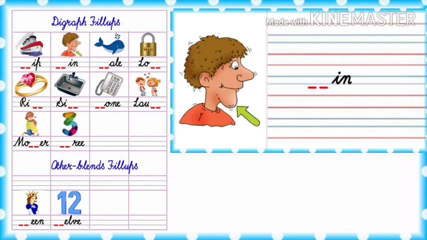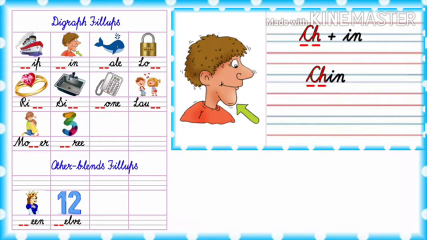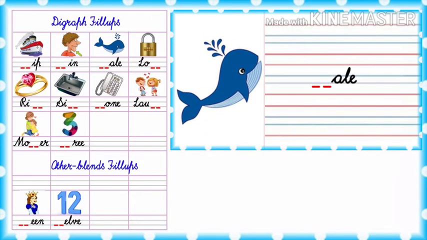Now read the second word. Which picture is this? It's a picture of a chin. Which sound is missing? Ch sound is missing. Fill the correct digraph CH and make the word complete. Ch, i, n, chin.